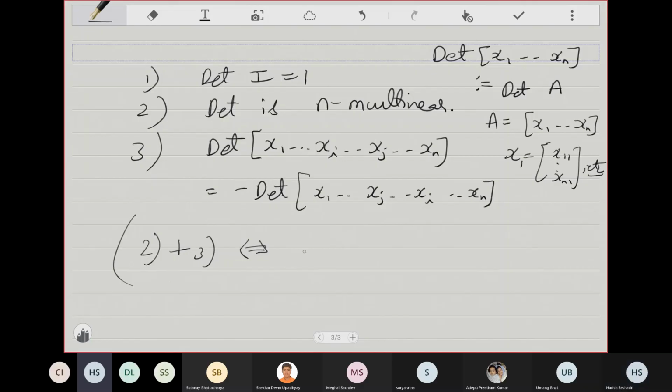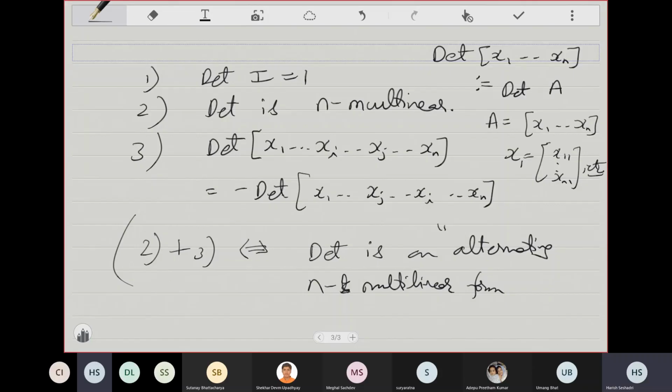say that the determinant is an alternating n multilinear form. This is the technical term which we don't need, but if you study this kind of thing, there's a whole theory of bilinear forms and multilinear forms. This fits in that context.